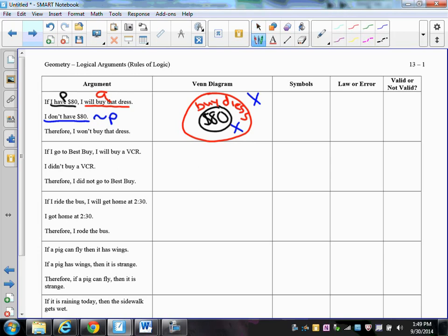It looks like I went a little bit out of order. The symbols are what I should have done next. So if P, then Q, not P, therefore not Q. And we know from our Venn diagram that this is an error. This is the inverse error. And it's not valid. So it's an inverse error because we might not have $80 and we still might buy the dress. So hopefully the picture makes sense.